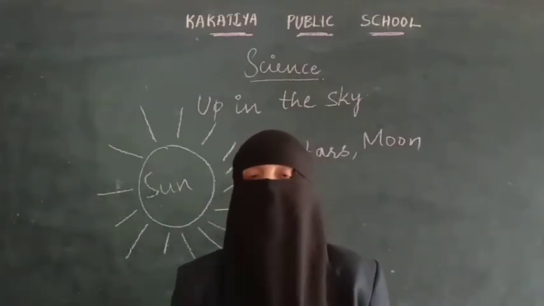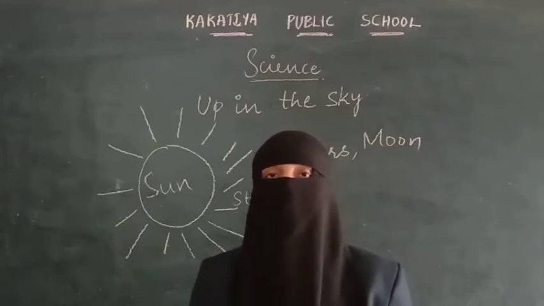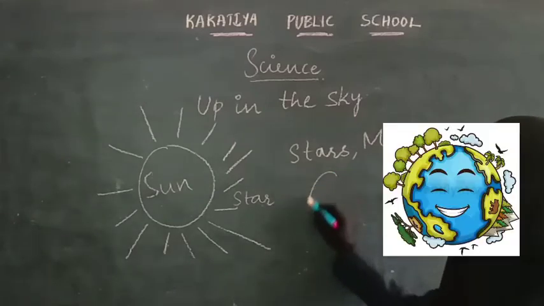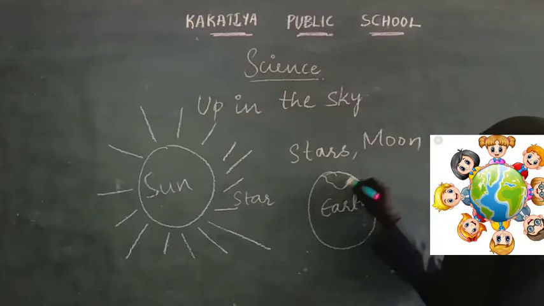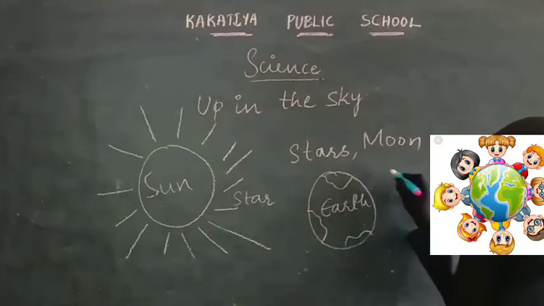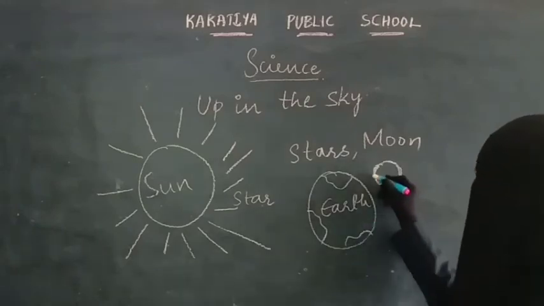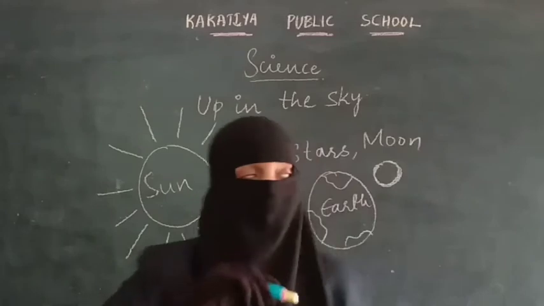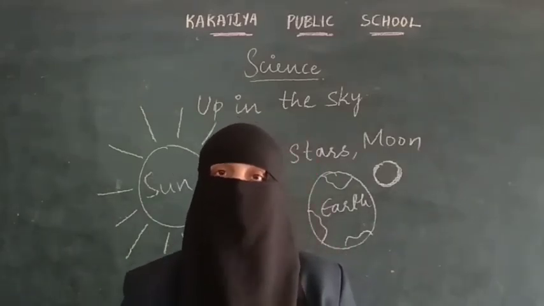Whereas the moon is called a natural satellite. So the moon is a satellite of the Earth. Earth is our planet, right? For example, if this is Earth, the planet where we are living, and this is the moon, which is revolving around the Earth. So the moon is a natural satellite of our Earth.